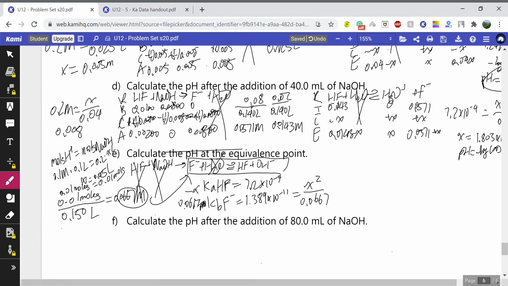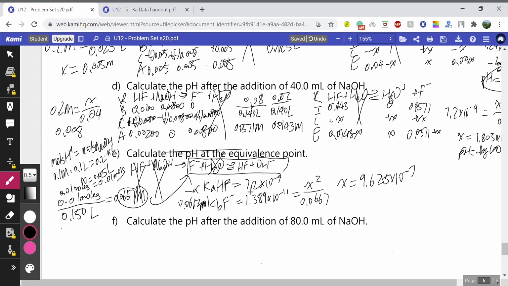Now we can simply solve for x as 1.389 e to the negative 11th times 0.06667, take the square root of that, and I'm going to get x as 9.625 times 10 to the negative 7th. X is the concentration of OH minus, so pH will be equal to 14 plus log of x, which is 14 plus log of what we have up there. It's going to be 7.983. And that is our pH at equivalence point.